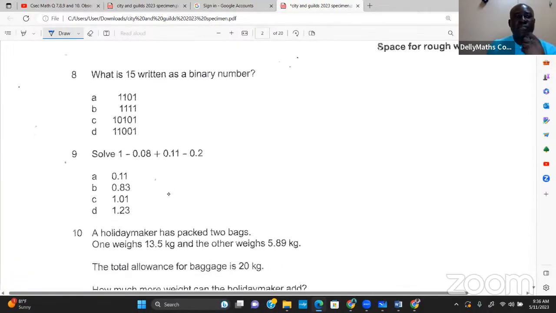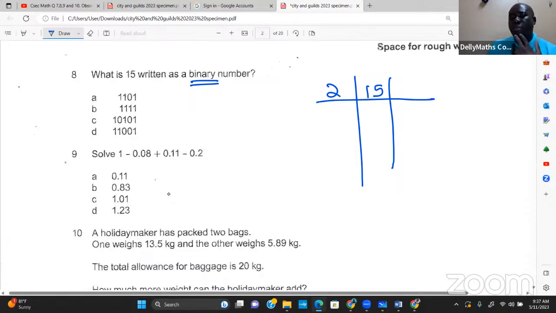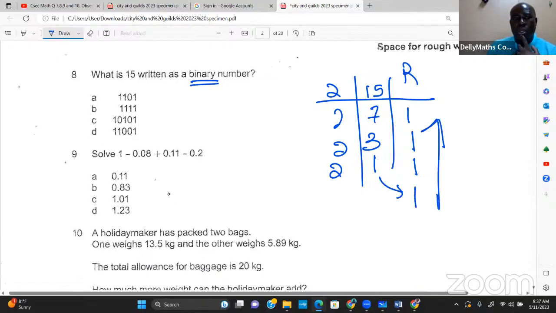What is 15 written in binary? If you're going to write any number in binary, what you want to do is take that number and divide by the base, which is base 2. You're going to keep the remainder. So 2 into 15 is 7 times, remainder 1. 2 into 7, 3 times, remainder 1. 2 into 3, 1 time, remainder 1. 2 cannot go into 1. So that 1 comes here and we read up. So we're looking for 1, 1, 1, 1.